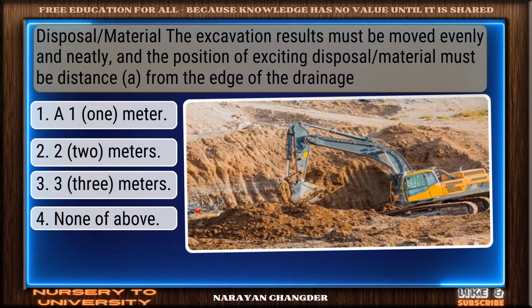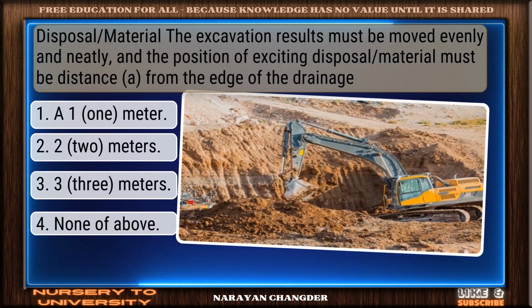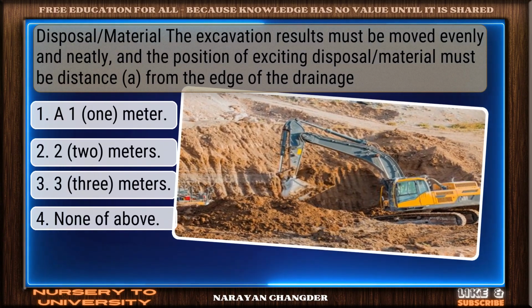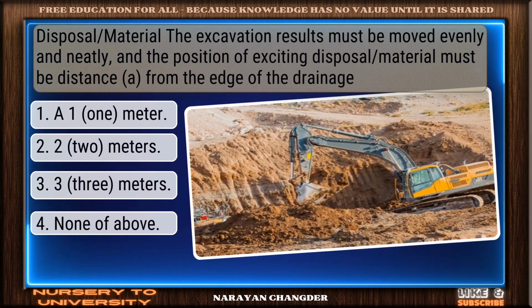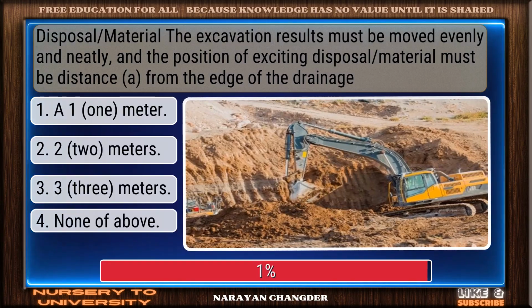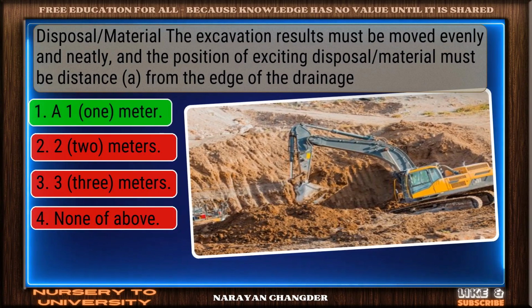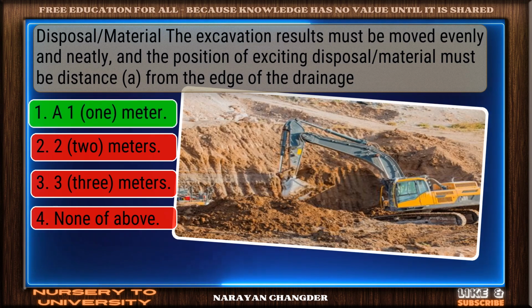Disposal material: the excavation results must be moved evenly and neatly, and the position of existing disposal material must be a distance from the edge of the drainage. Great thinking. A 1 meter is the right choice.